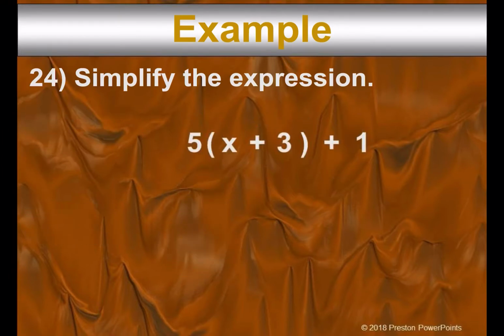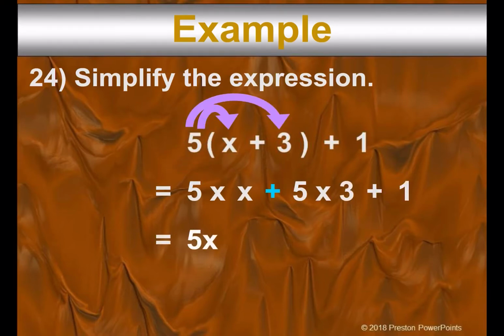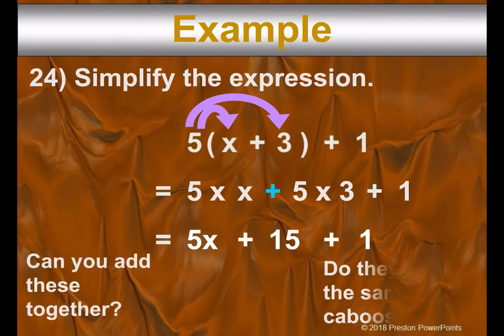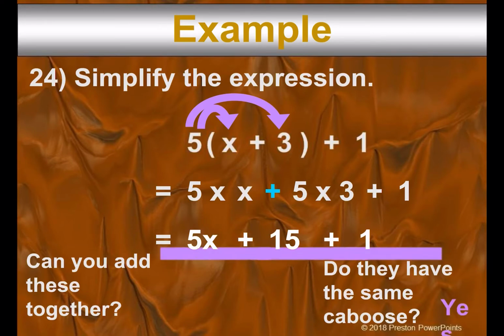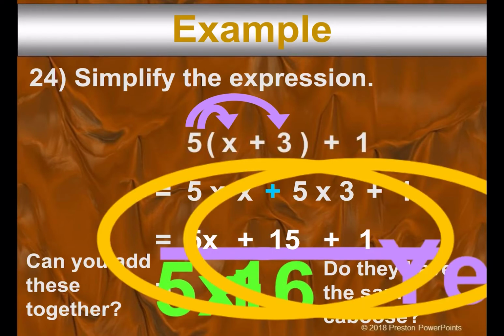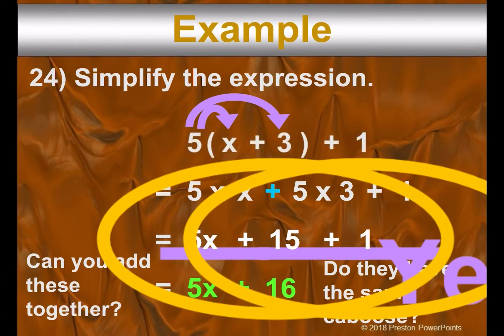So let's look at this one. Simplify this expression. If I give the 5 to both of those, then I have 5 times x, which is 5x, plus 5 times 3, which is 15, plus 1. Then I can combine those common terms, the 15 and the 1, and get 5x plus 16.